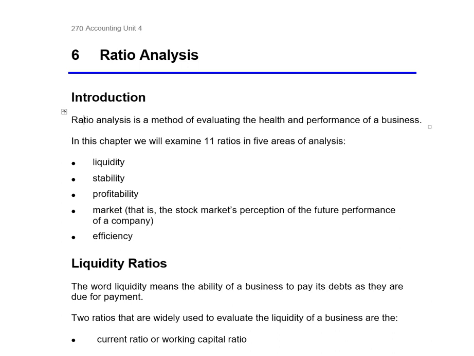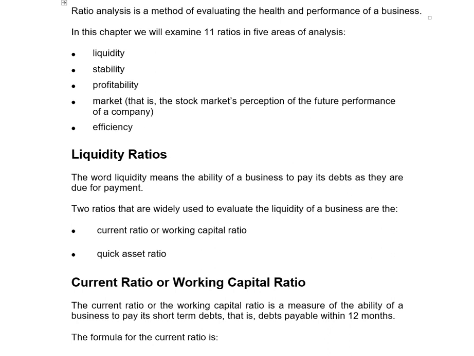In this chapter, it is very important to know how to calculate as well as to interpret each type of ratio. Now let's look at the first type of ratio. For liquidity ratio, this word liquidity means that the business is able to pay its debts as they are due for payment. This means that if a business is able to pay its debts when they're due, the business is highly liquid. But if they find it very difficult to pay their debts when they fall due, then the liquidity level is problematic and there might be some issues to be resolved.